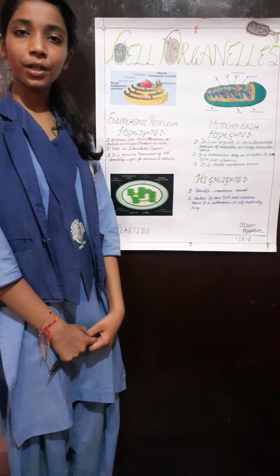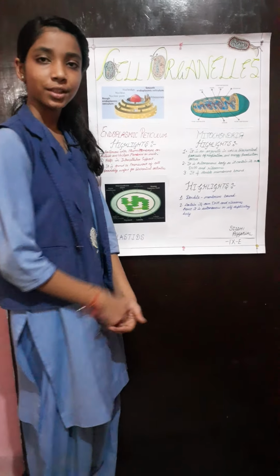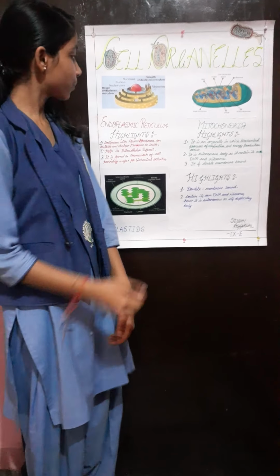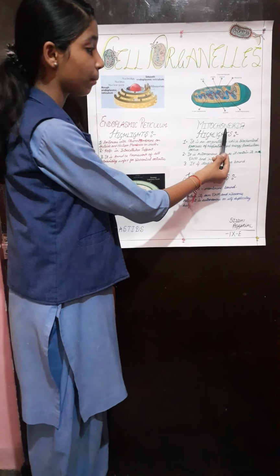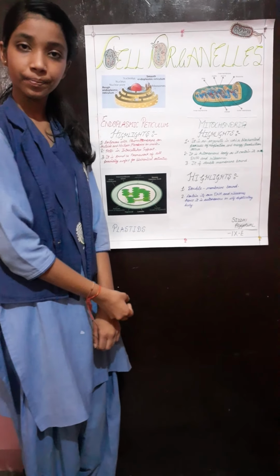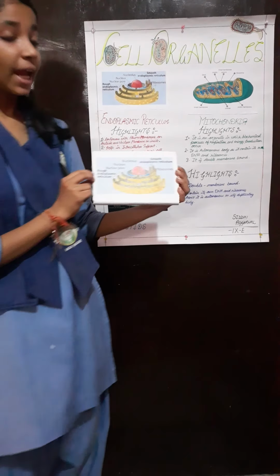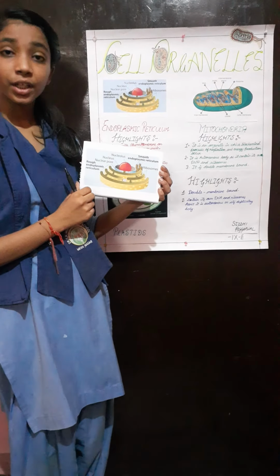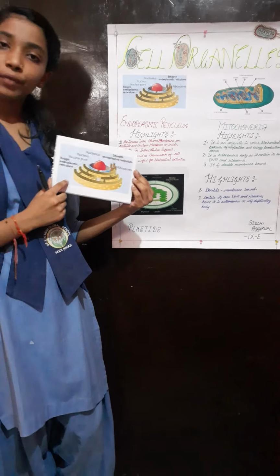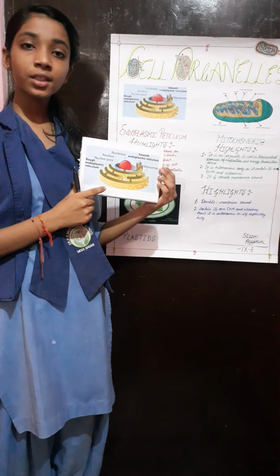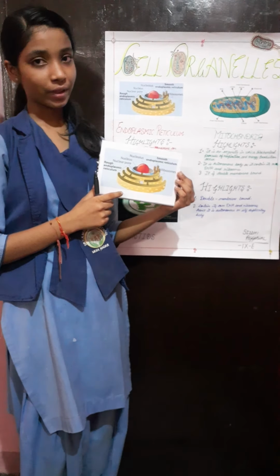Today I am going to explain to you the topic cell organelles, in which I am going to include endoplasmic reticulum, mitochondria and plastids. So let's start with endoplasmic reticulum. Endoplasmic reticulum is a large network of membrane-bound tubes or vesicles. It looks like long tubes or vesicles.